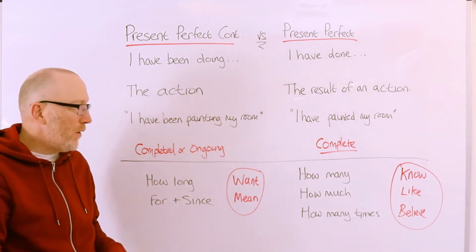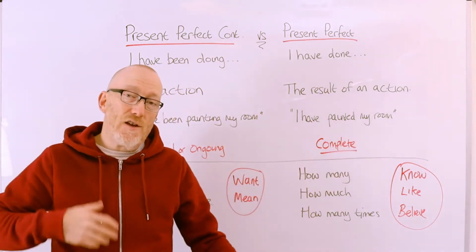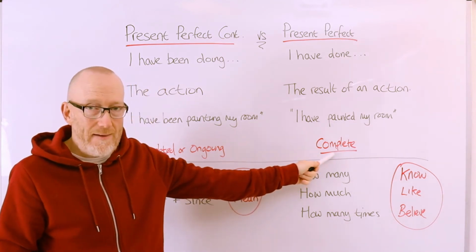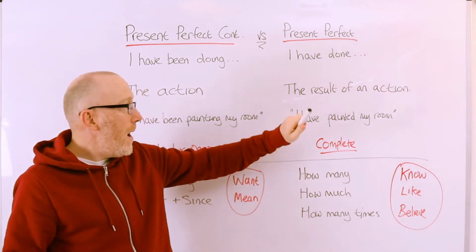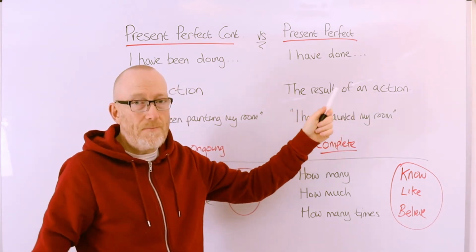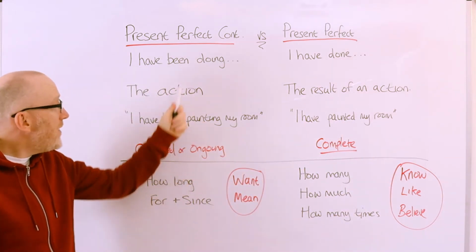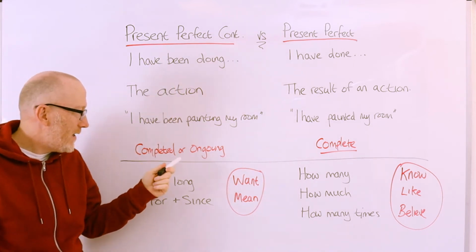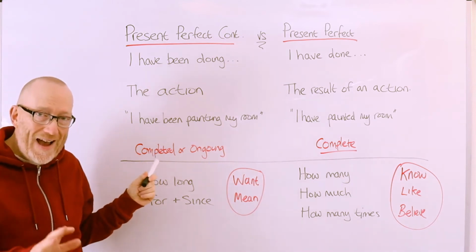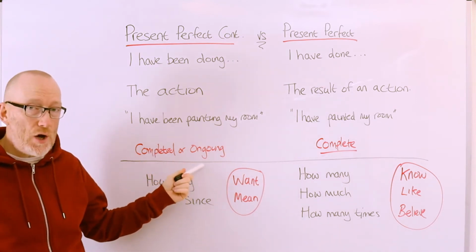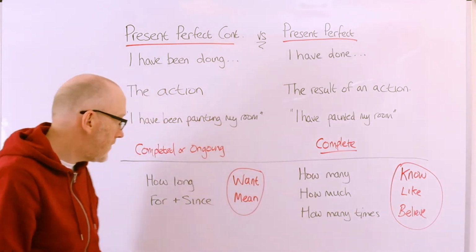The action is important. Whereas with the present perfect, I have painted my room. It's the result. The action is complete. It's done. It's finished. So we are really more concerned with the result of the action rather than the action itself. Now with the present perfect continuous, it doesn't really matter whether or not the action we're describing is complete or still ongoing. But definitely with the present perfect, the action is complete.